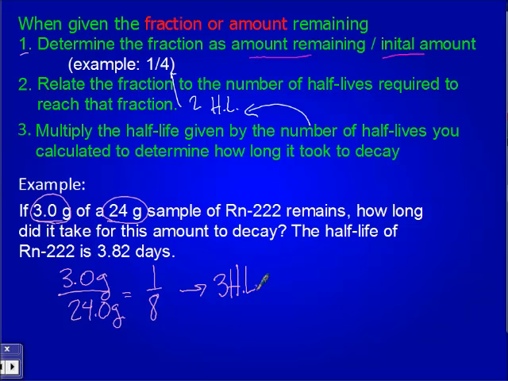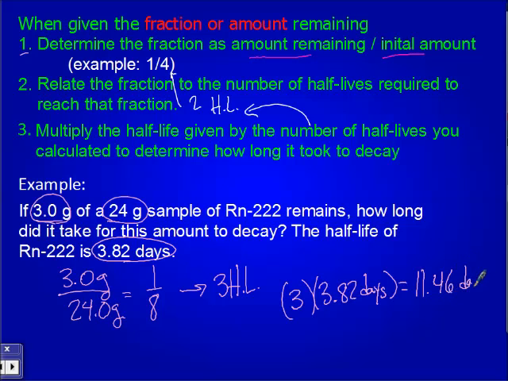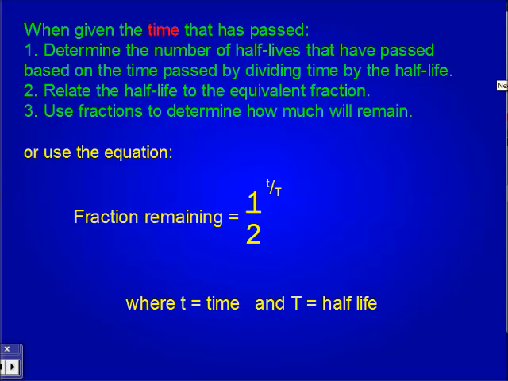So how long did it take? I'm going to take my 3 half-lives times the half-life of radon, which is 3.82 days. And when I multiply that, I have 11.46 days. That's how long it took for the sample to decay. We'll do some more practice problems in class. I do want you to write this down.